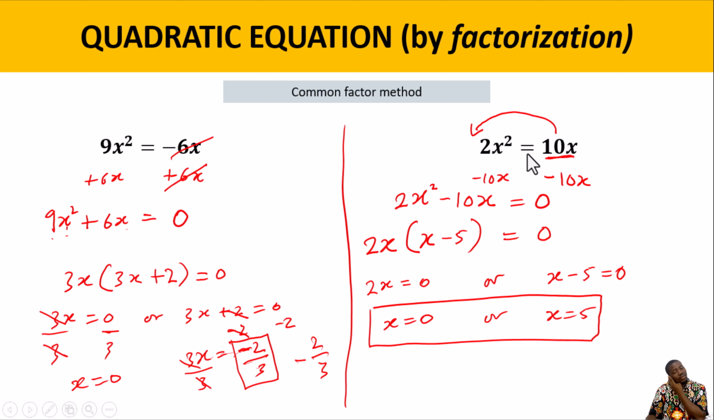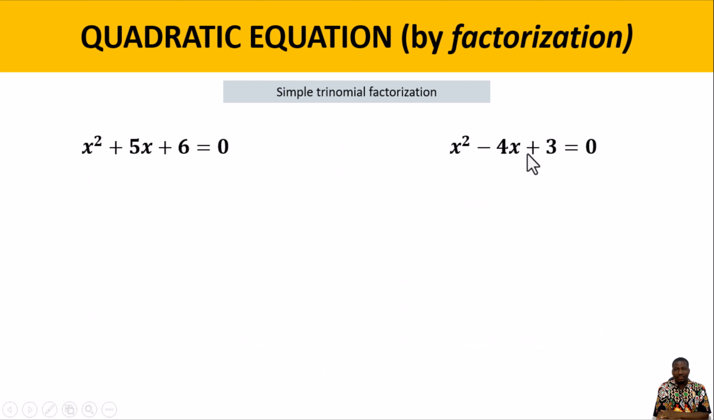Now, what if we don't have the question structured this way? What if we have the question like this? In this question, first of all, you have 3 terms here. You have x squared, you have x, and you have a constant. Now you are looking for numbers that when you add them together, you get the coefficient of x, and when you multiply them together, you get the constant. So what is that number that when you add it together, you get 5, and when you multiply it together, you get 6? You can see that that is 2 and 3, right?